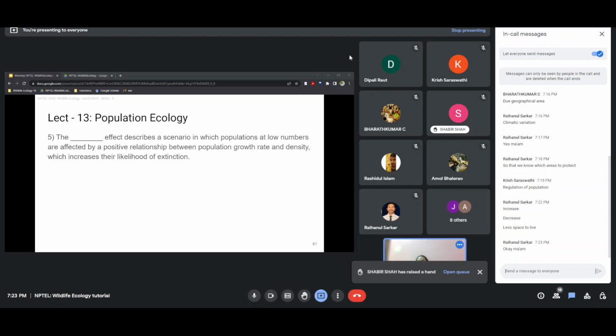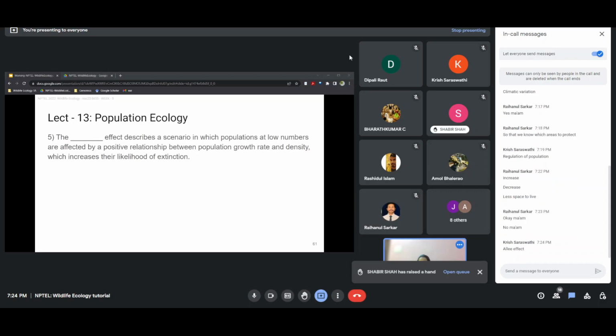So this is a particular term. Does anyone know what this effect is called? Yes, correct. It's called the Allee effect. Would you like to explain what the Allee effect is? It will explain the relationship between the population size and the interactions. Right. Sure, in the Allee effect, what happens is that you have a positive relationship between population growth and density.